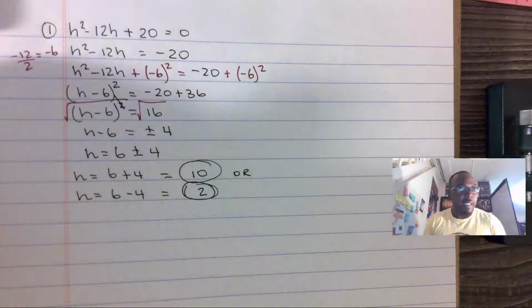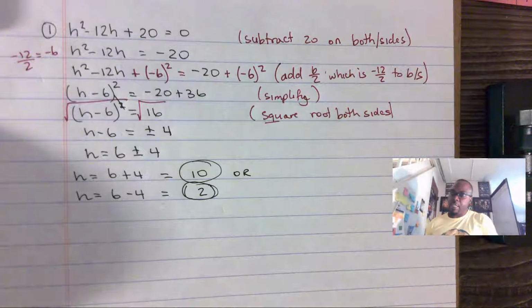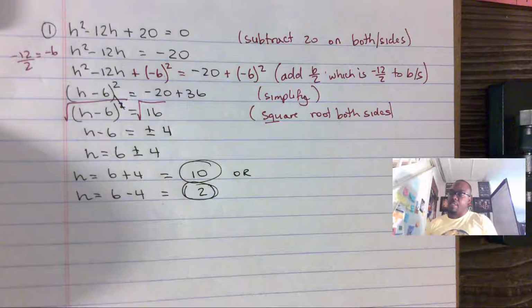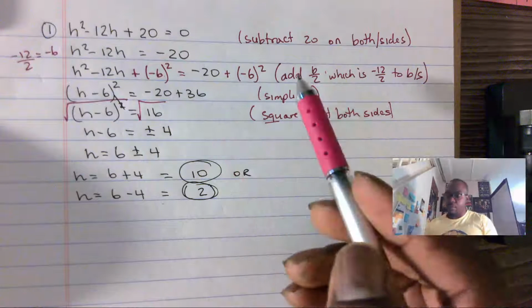All right, so again, like I said, this should be getting easier for you guys. You should be seeing it. So again, from here, guys, as you can see, we have two answers here. Sorry, my answers are 10 or 2. So here it just gives you a breakdown of what we did throughout. All right, so we subtracted 20 on both sides, etc.